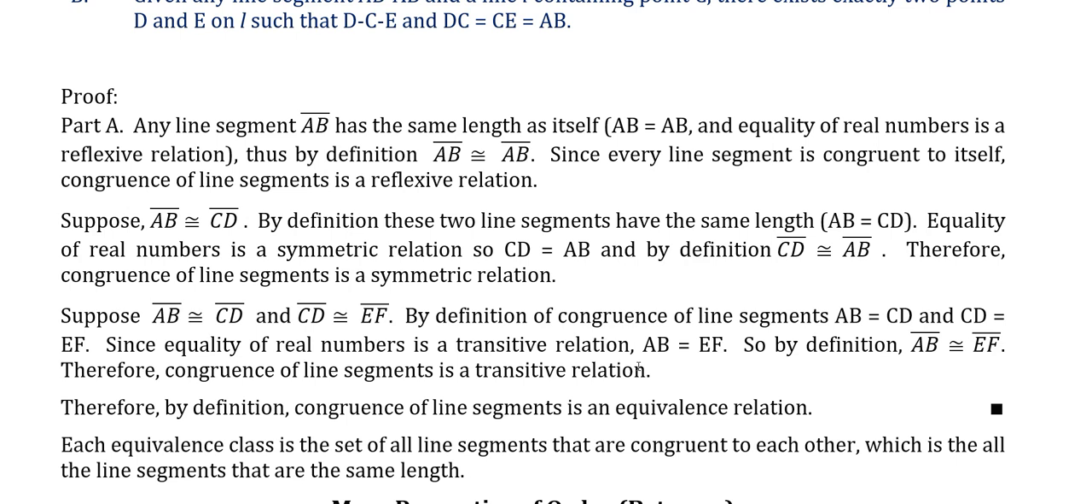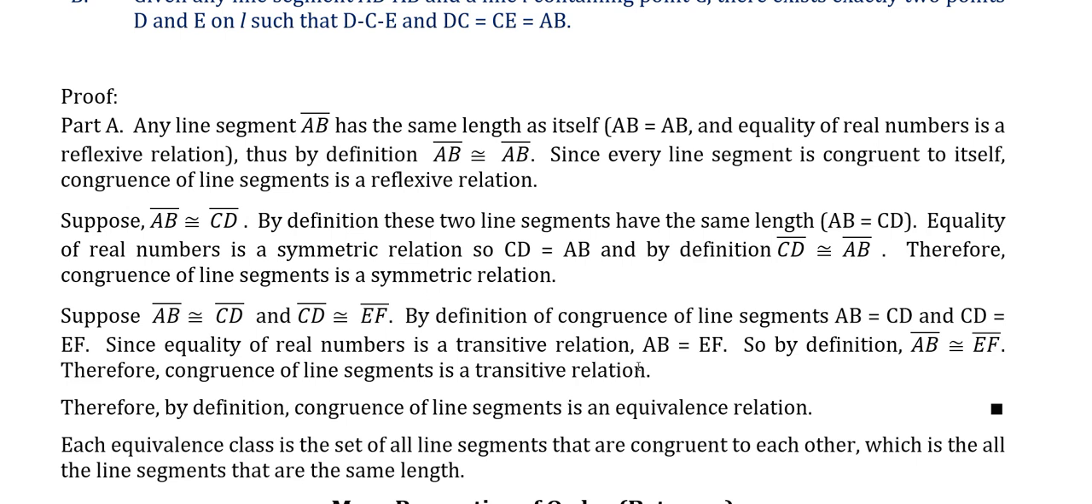Let's go to symmetric. Suppose line segment AB is congruent to line segment CD. By definition, these two line segments have the same length, so AB equals CD. Equality of real numbers is a symmetric relation, so if AB equals CD, then CD equals AB. And by definition, that means that line segment CD is congruent to line segment AB. Therefore, congruence of line segments is a symmetric relation.